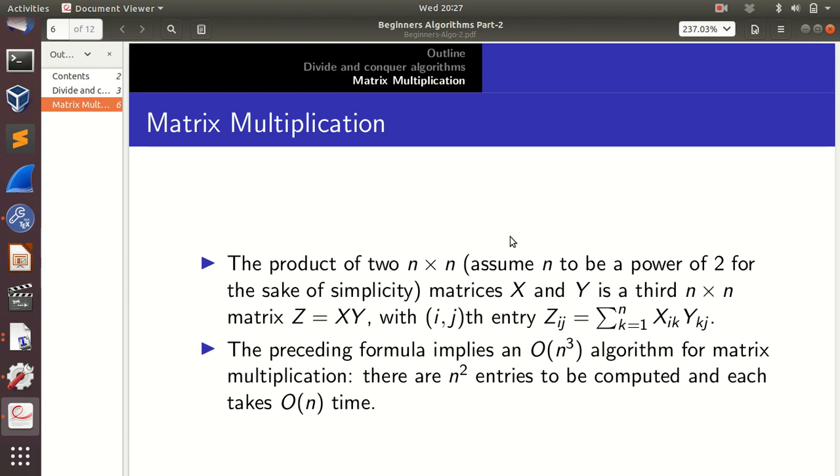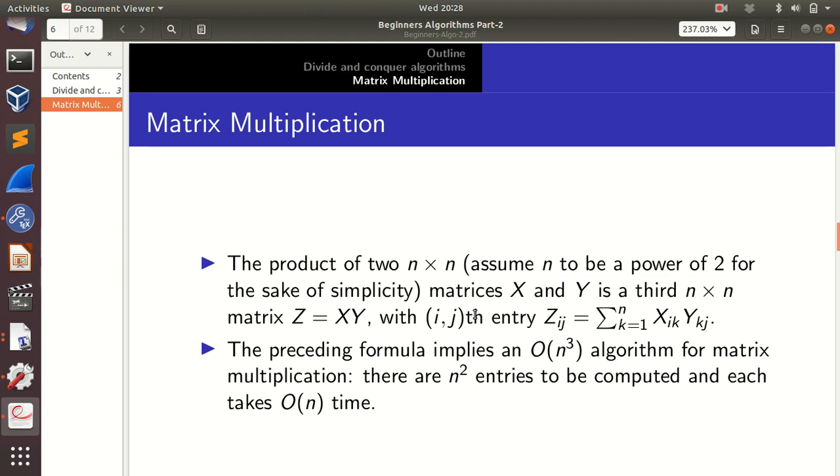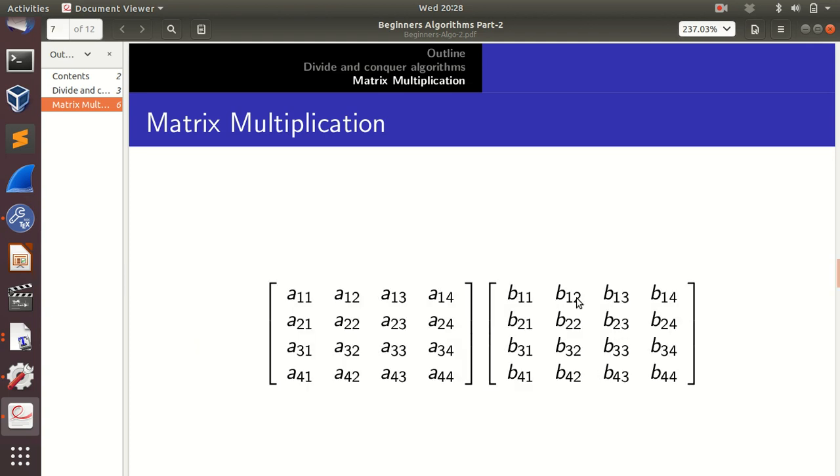So let's look at the problem at hand. It's matrix multiplication. As you know, if you're given two n cross n matrices, say X and Y, then your job is to calculate the third matrix Z, which is the product of X and Y. And we know how matrix multiplication takes place. So this is the ij term. What we basically do is use this simple procedure.